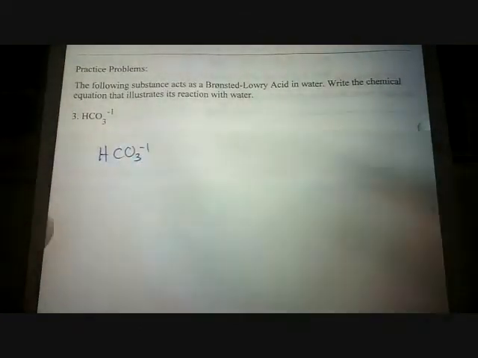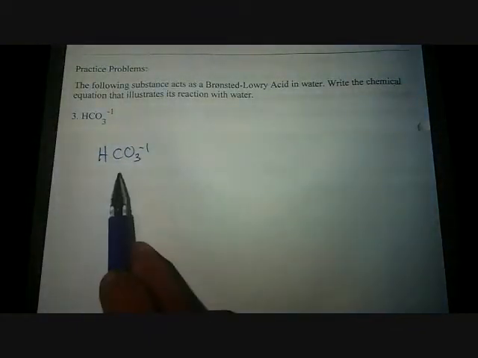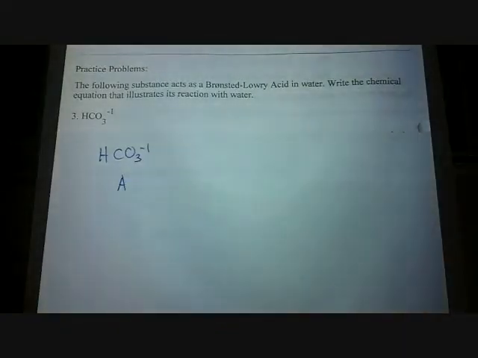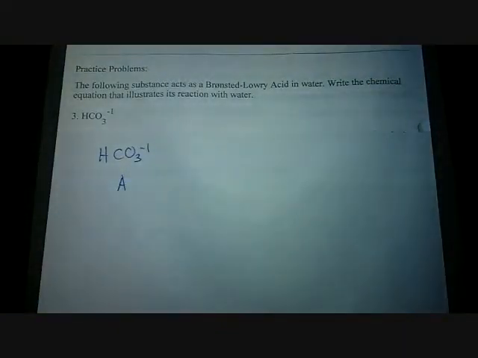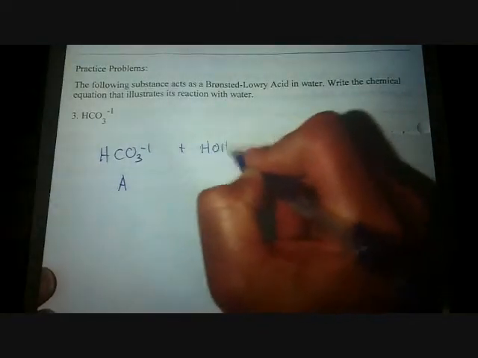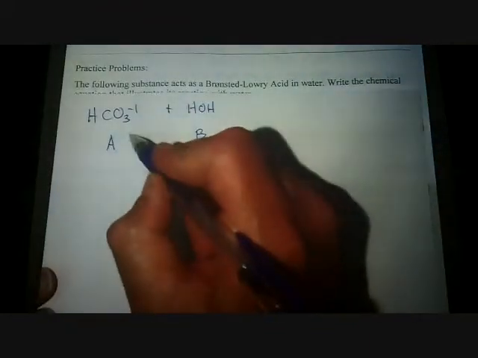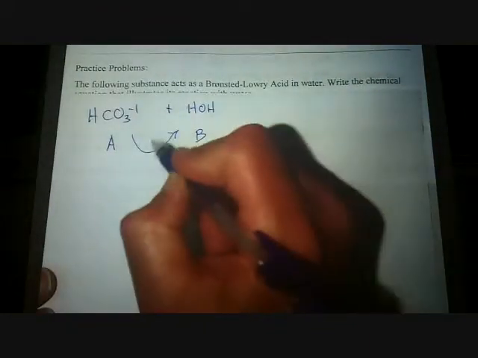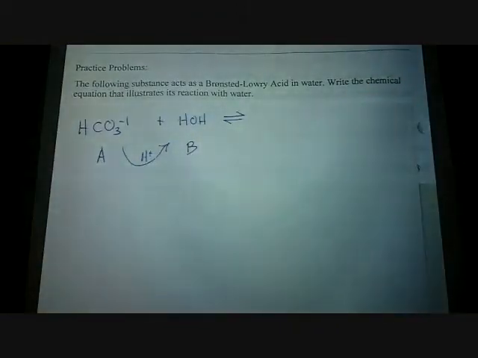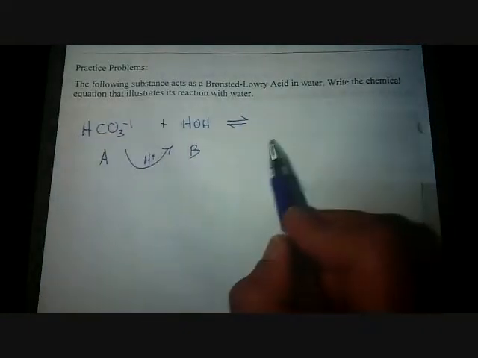HCO3 -1. Okay. And this is acting as a what? Acid. So we already know it's an acid. Okay. You know it's an acid. I just told you it was an acid. So if it's reacting with water, water is behaving as a base. Very good. So if you want to draw your arrow, that's fine. Okay. Now, here's the fun part. On the product side, if HCO3 with a -1 loses a hydrogen, what will be produced?